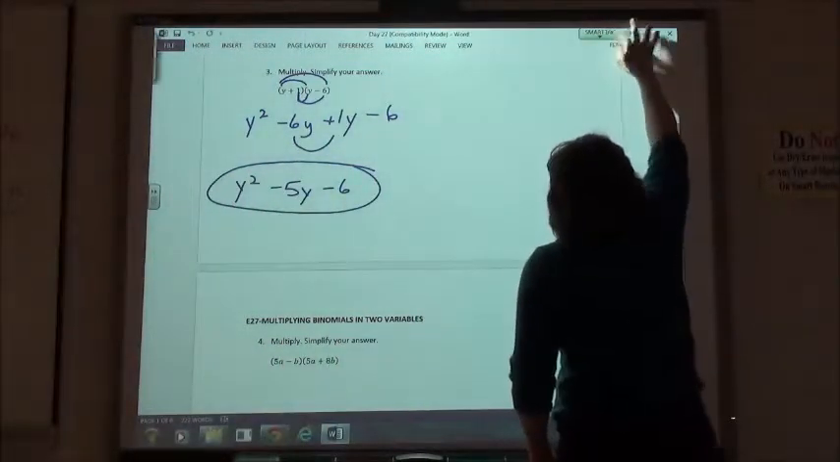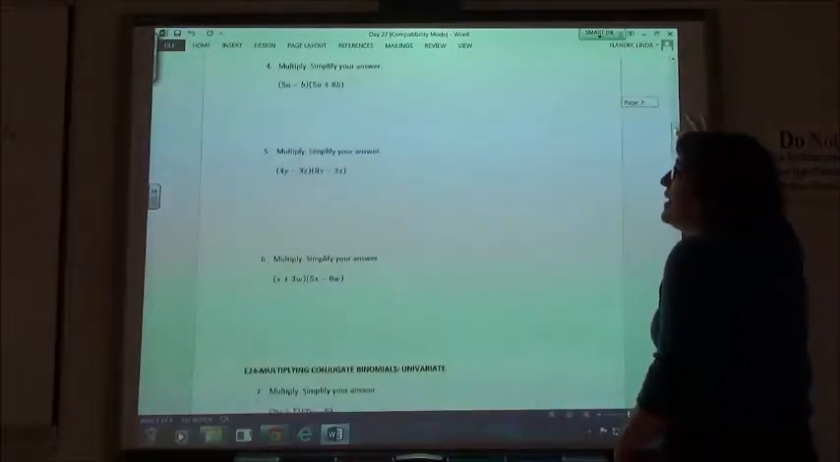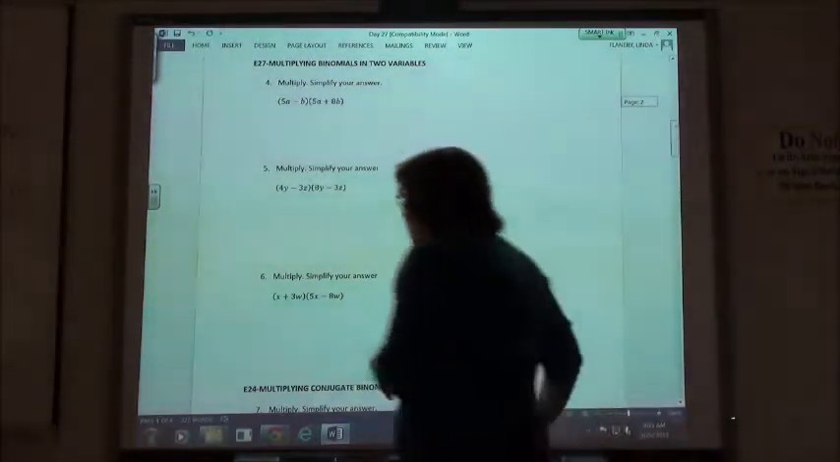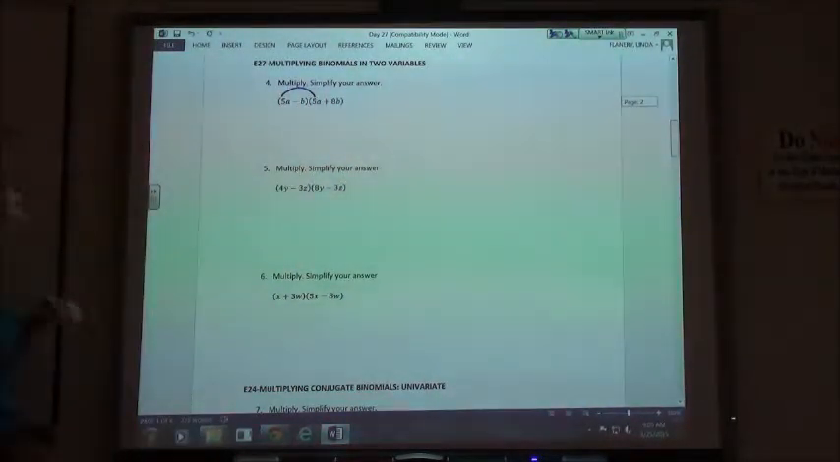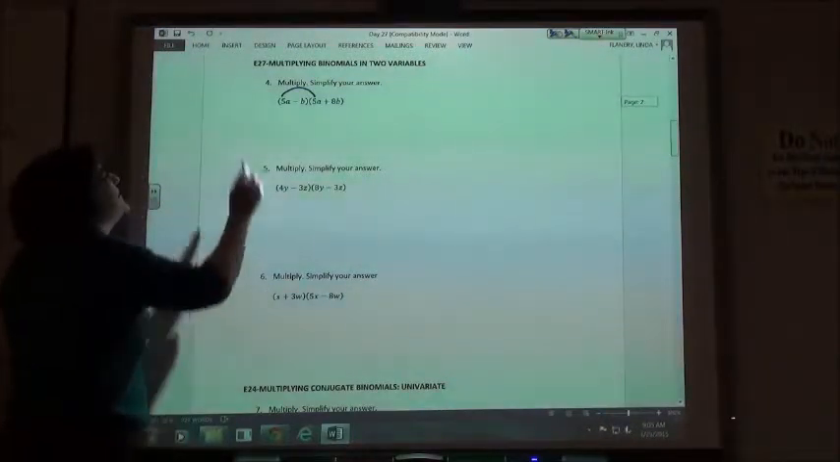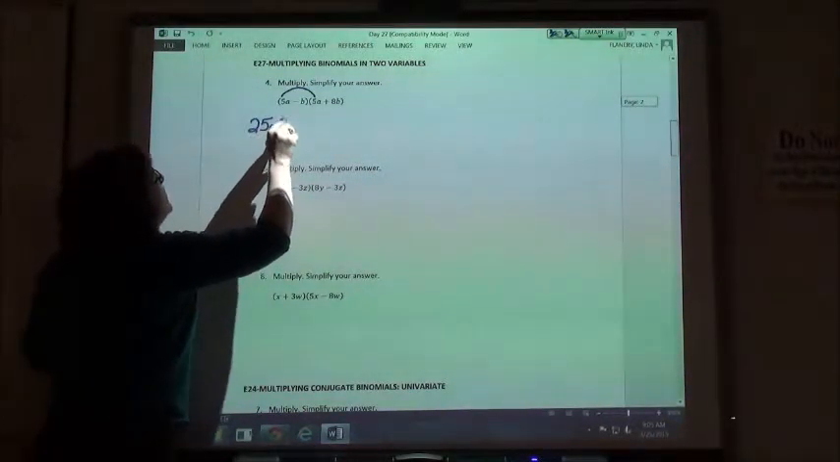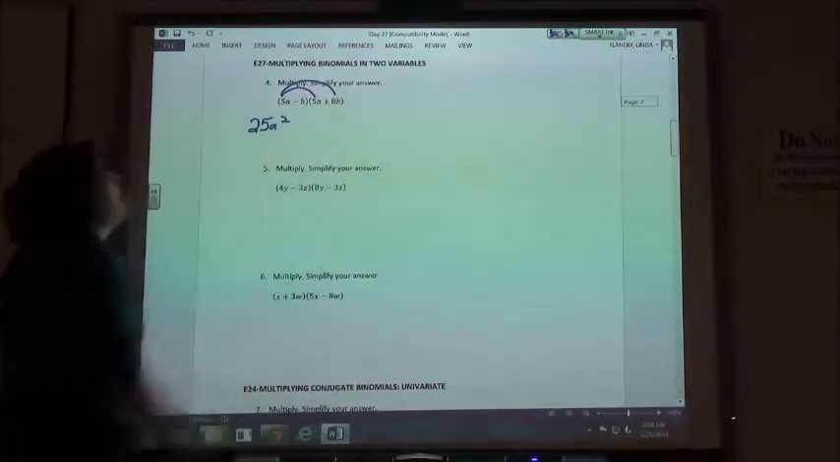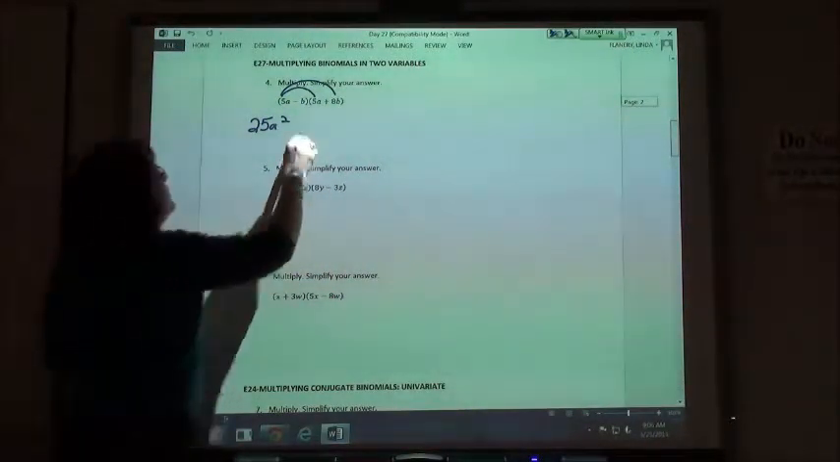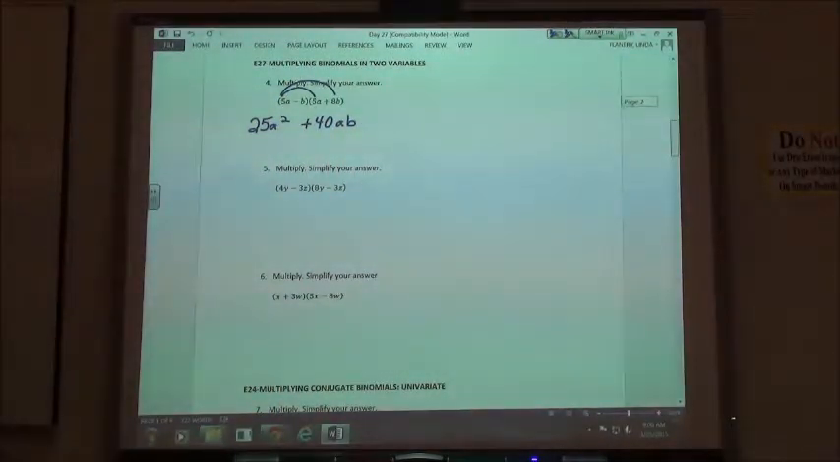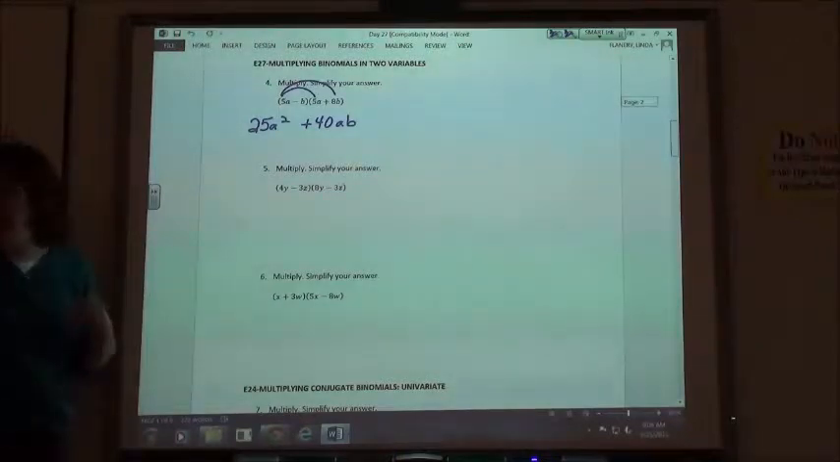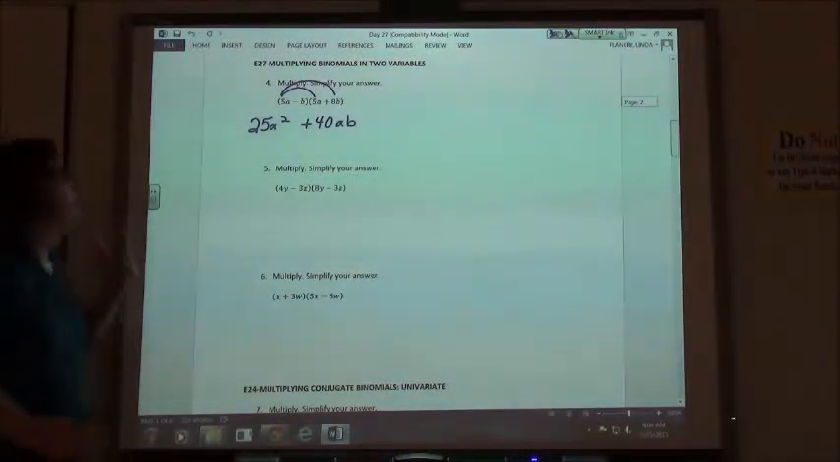So then we are going to multiply some binomials that have 2 variables instead of just 1 variable. Same kind of thing, I'm just FOILing. So I'm going to take 5a times 5a. 25a squared, exactly. 5a times a positive 8b. Plus 40ab. And on your variables, an ab and a ba are the same thing. Normally we'll put them in alphabetical order just so we recognize when we get our middle terms they're like terms, but it's the same thing whether you have them ab or ba.